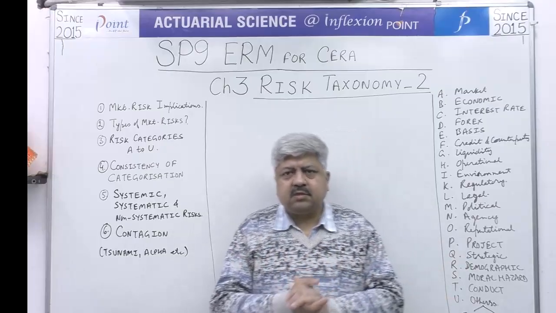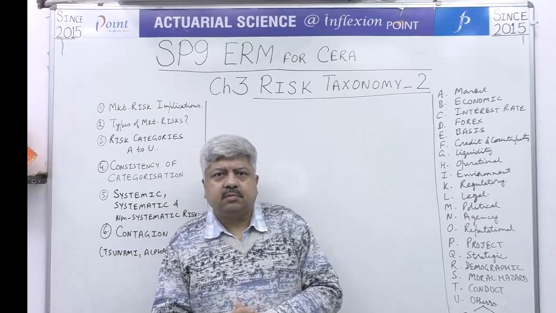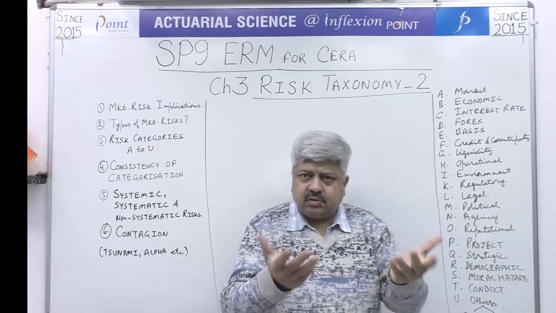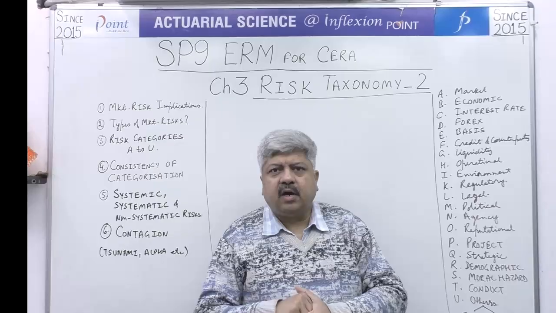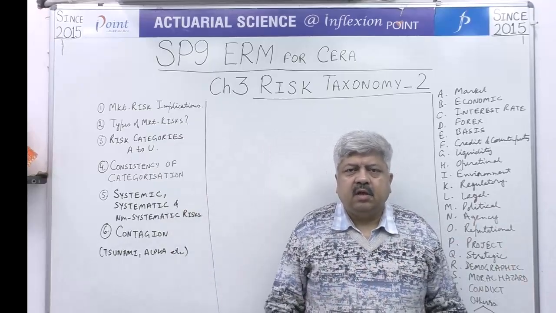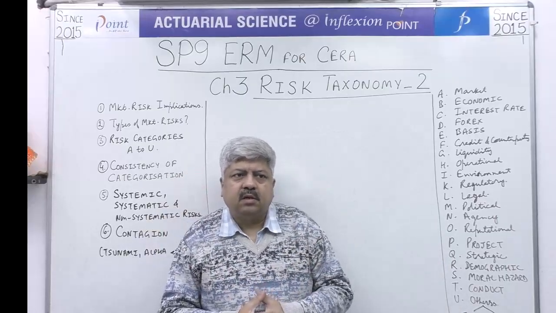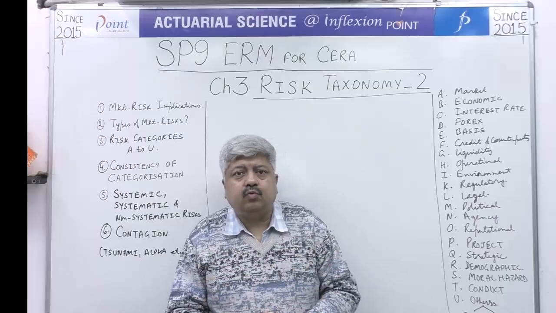Now, why is basis risk important? Why is it so high on the list? Because many actuarial techniques would require some sort of hedging, either complete hedging or partial hedging. Hedging gives us peace of mind. Hedging is one of our risk management tools.